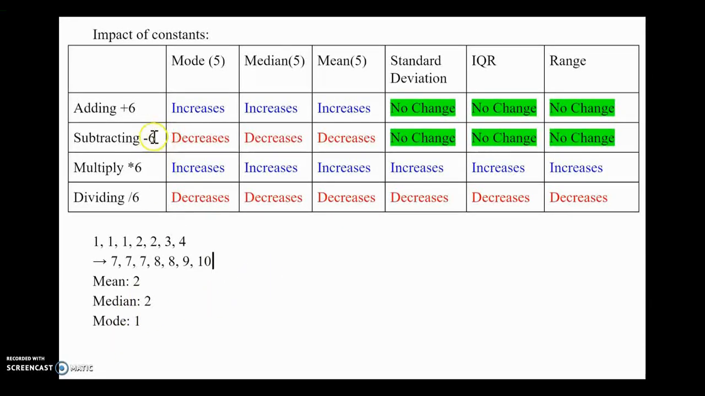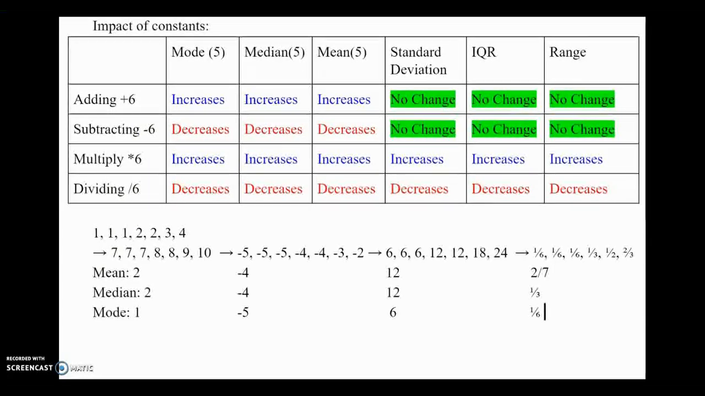Now I'll do the subtraction, multiplication and division, and then you just do it as well. Pause and try these values. I'm hoping you did get these values, and now you can see how the impact of constants changed your mean, median, and mode. Some of these I had to simplify so that the formatting would come out right, but this is just your 2/6, your 3/6, and your 4/6.